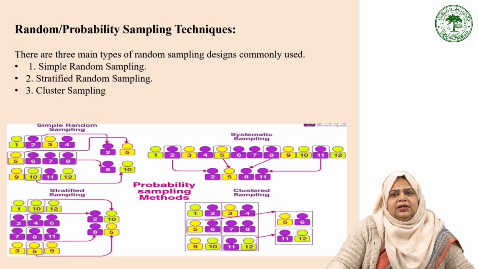Simple random sampling ensures unbiased selection of individuals from a population. Stratified random sampling divides the population into groups and selects individuals from each group, providing a representative sample. The third category is cluster sampling, which involves selecting clusters from the population and including all individuals within those clusters in the sample. Each of these three methods has its own advantages, and it is used depending on the specific research objectives and constraints.